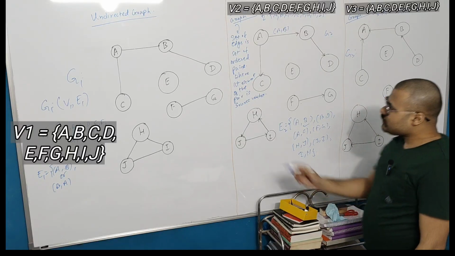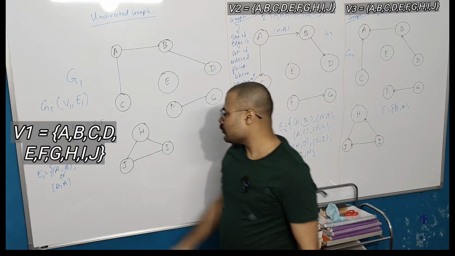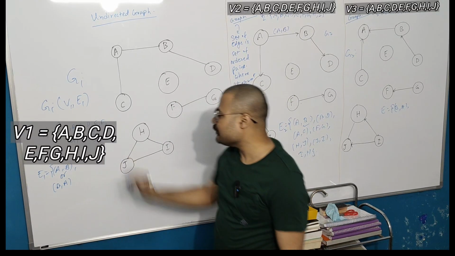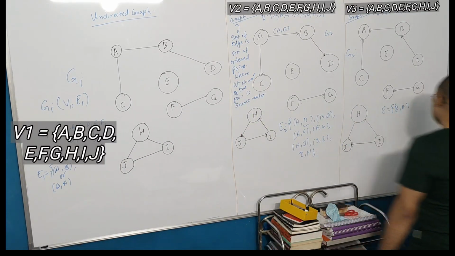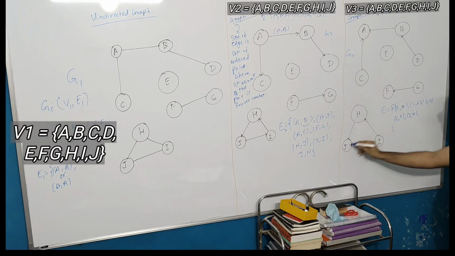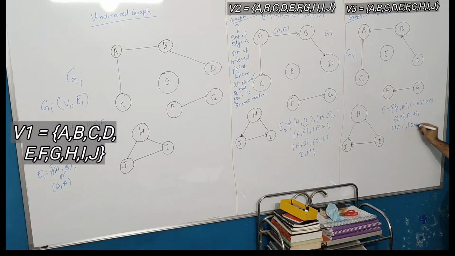In the case of an undirected graph the order does not matter, so you may write A comma B or you may write B comma A. Both are the same thing. So B comma A, C comma A, D comma B, G comma F, I comma H, I comma J, J comma I. Sorry, J comma H.